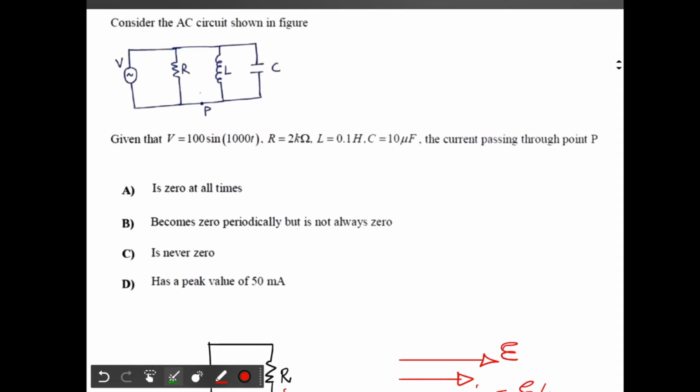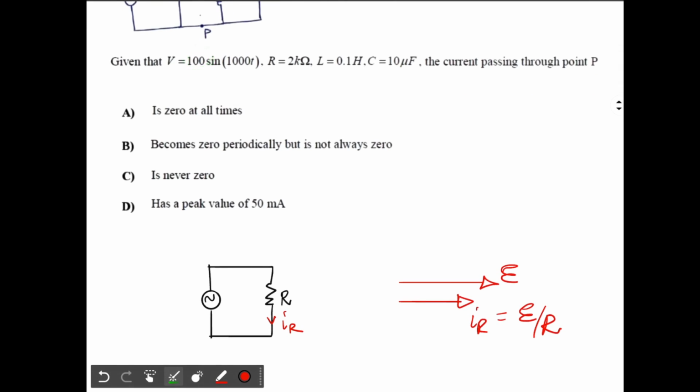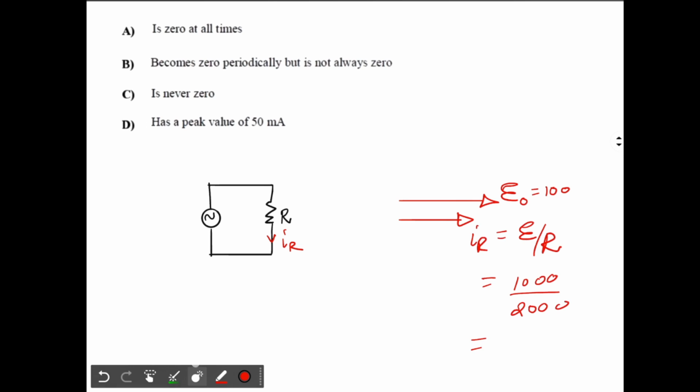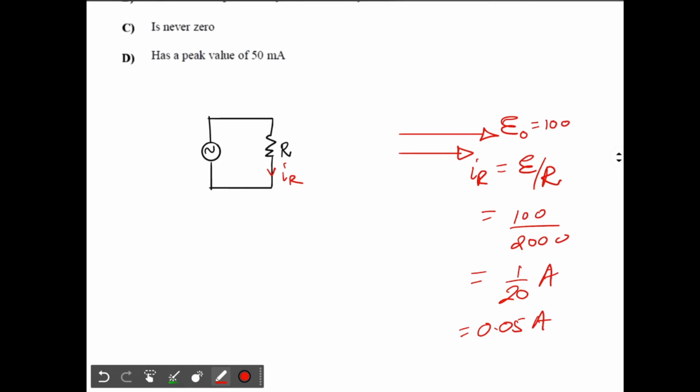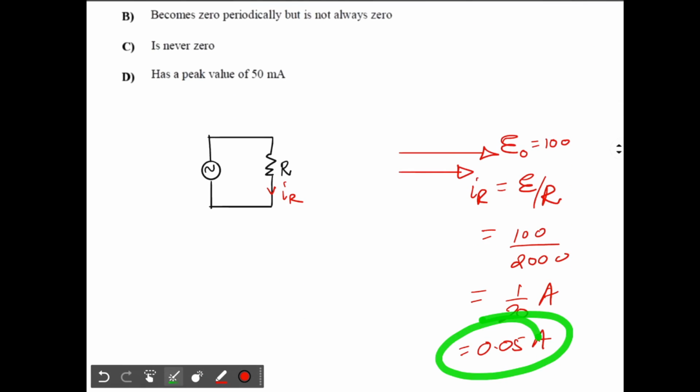EMF amplitude is given to be 100 volt. So I could say E naught equal to 100 volt, then this will be equal to E naught by R. So 100 by 2000, so that is equal to 1 by 20 amperes, or 0.05 ampere. This is the current through the resistor branch. This is the current amplitude. I am calculating the amplitudes.